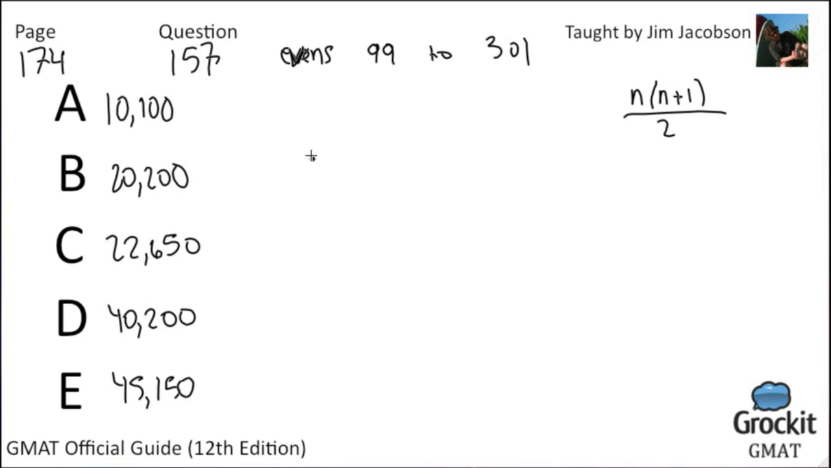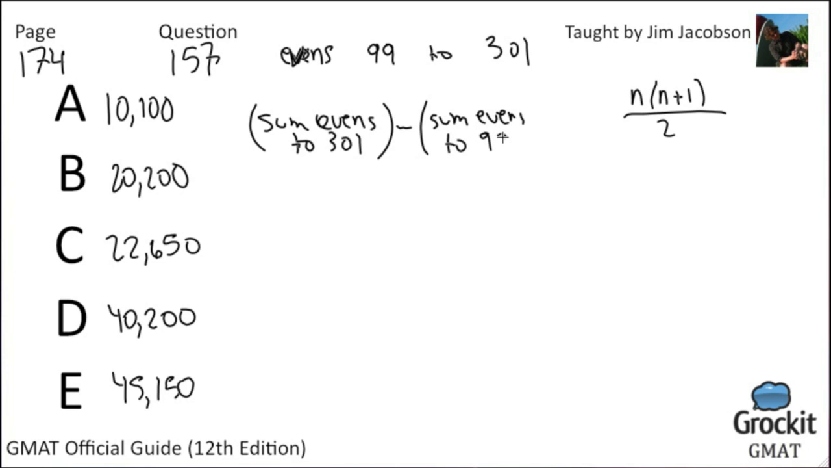So I'll just write that out. We need the sum of evens to 301 minus the sum of the evens to 99. And that equals the thing that we're after here.